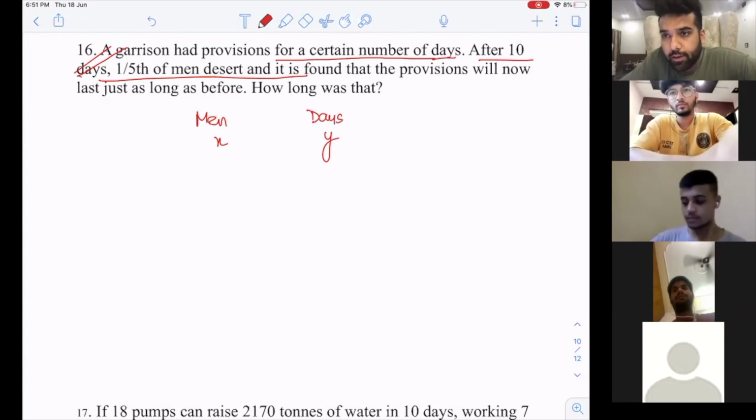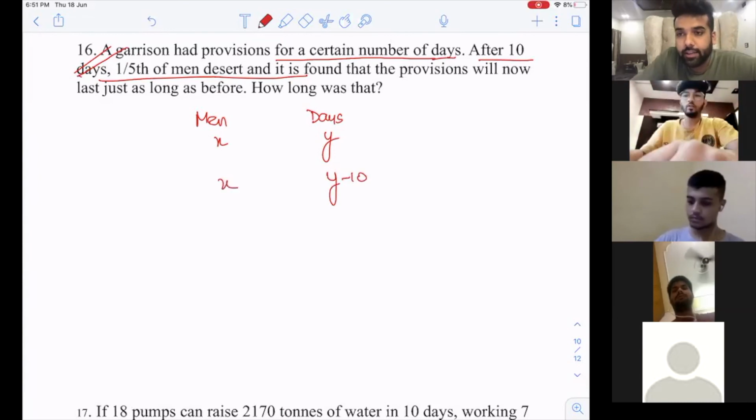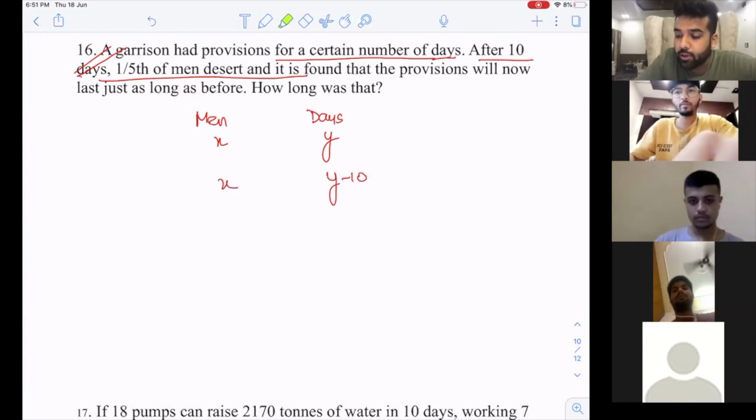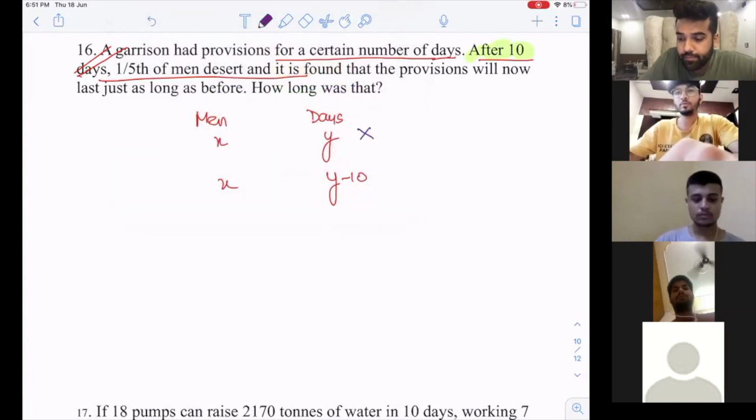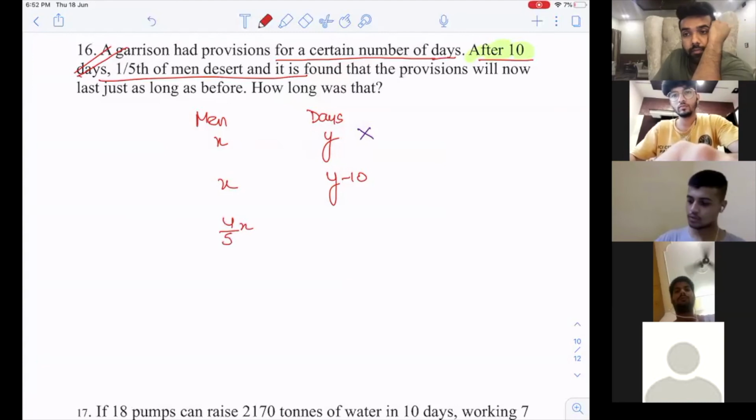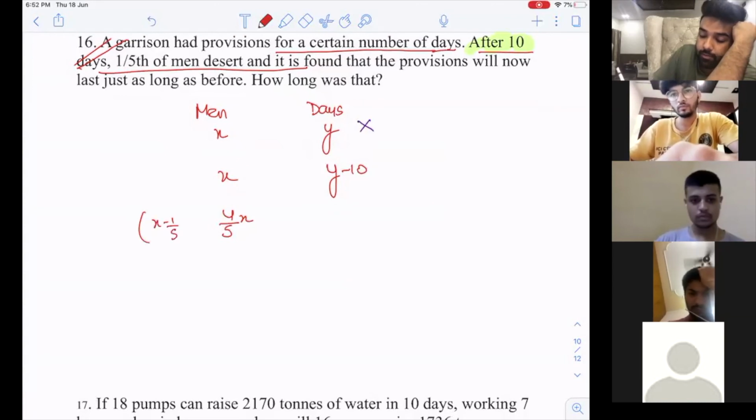After 10 days, how many days are left? Y minus 10. How many men were there? X. Clear till here? After means the number of days gets subtracted. So is the first statement of any use? Yes or no? No use. After 10 days, 1/5 of the men desert. So how many men are remaining? Yes or no? Why 4/5? Because 1/5 of X deserted.